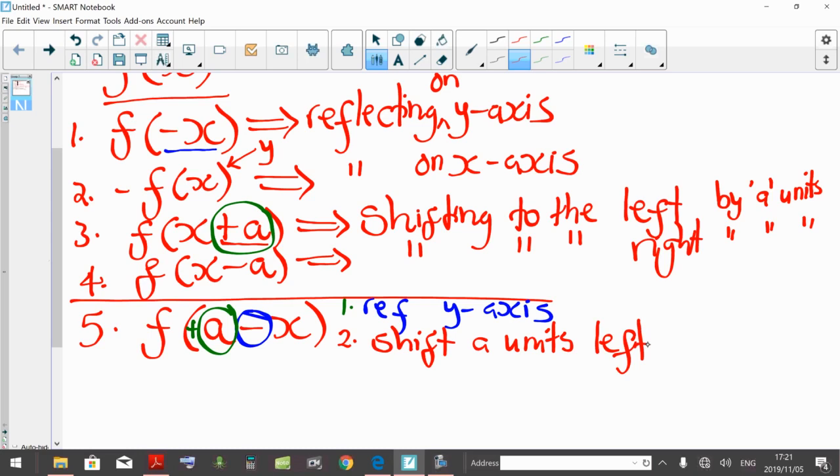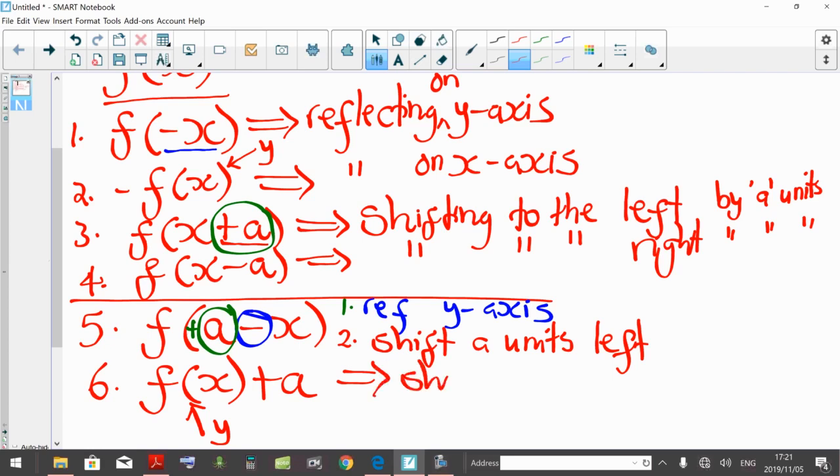Now, there's one more scenario I would like to present here. Let me call it number 6. If you have f of x plus a, remember we said f is y. So we are adding a units to y. This is equivalent to shifting our graph a units upwards.